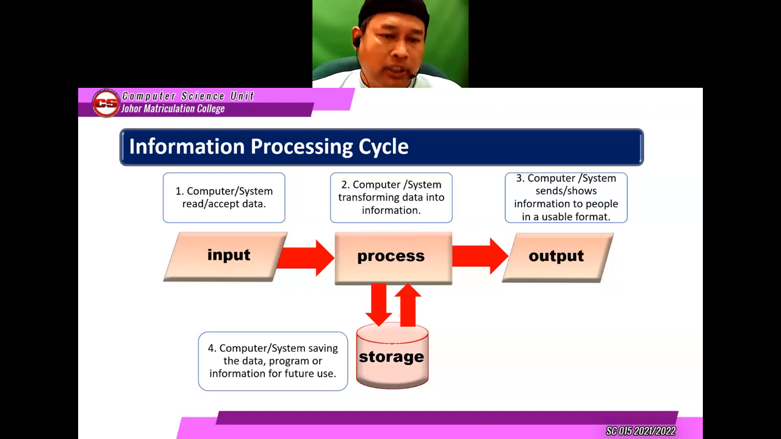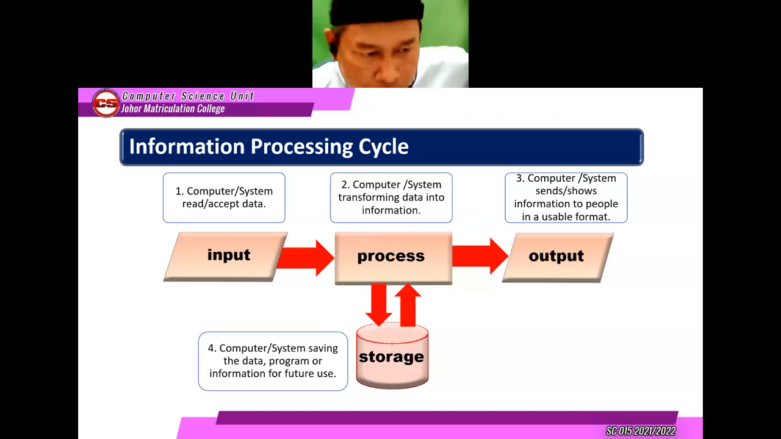You must follow the shape. And then the arrow must be one way for input and process to output. This is one way. But it is different for the storage. Storage is a two-way arrow. Why two-way arrow? Because with storage, you can save and you can get the data from storage.